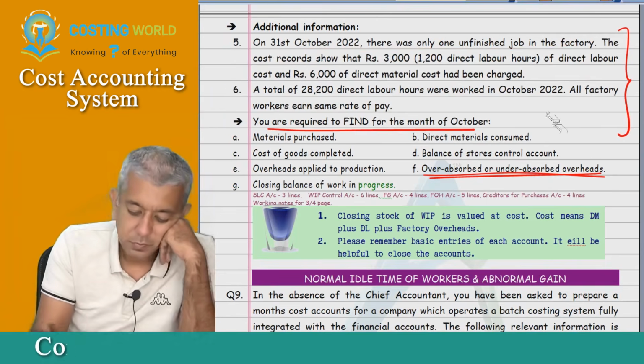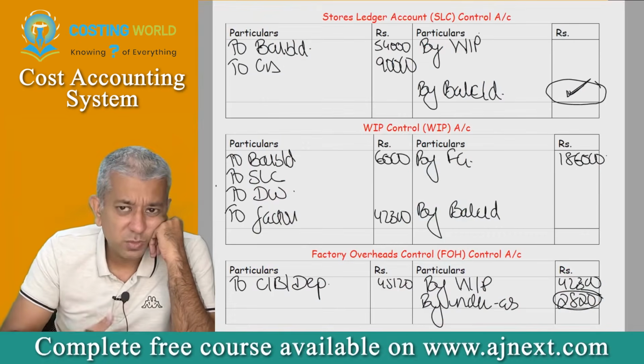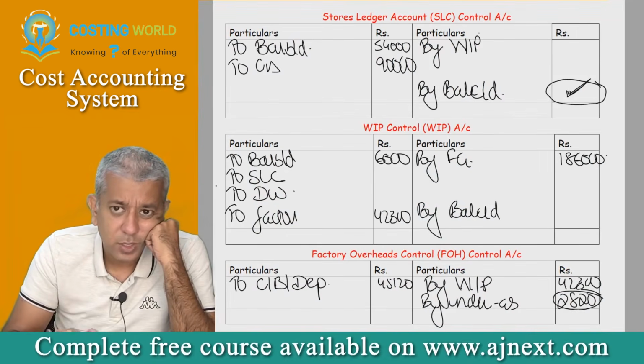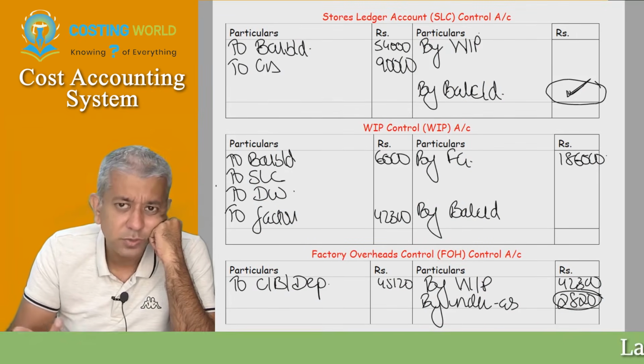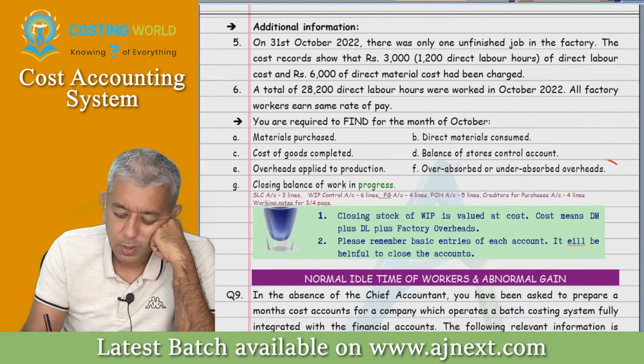Listen. We are not interested only, no? Why are you interested? Have they asked us to make a costing P&L account? No, no. So therefore we are not interested. They have only asked you to find out under or over absorption. Okay.